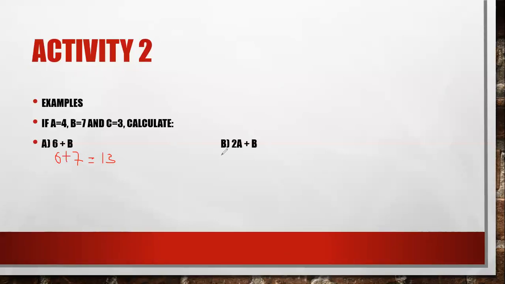So in part B, the main thing about this question is that it includes substitution. Okay. So the question says 2A plus B. So 2A is the same as 2 times A. Okay. Which gives, when you substitute the A, you get 4. So 2 times A plus B. Plus B. Okay.